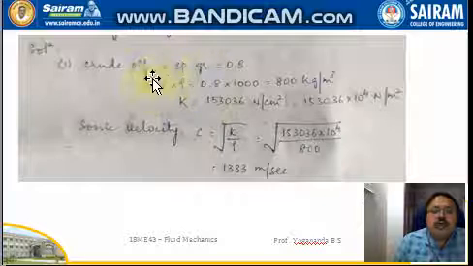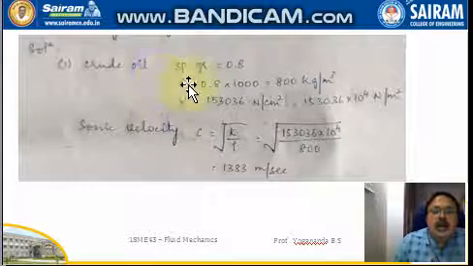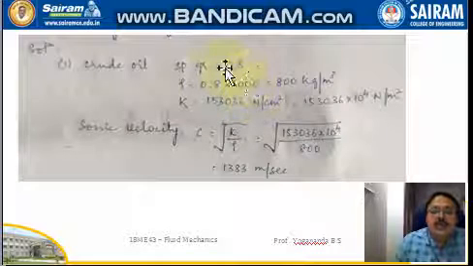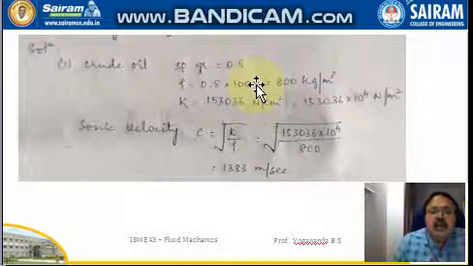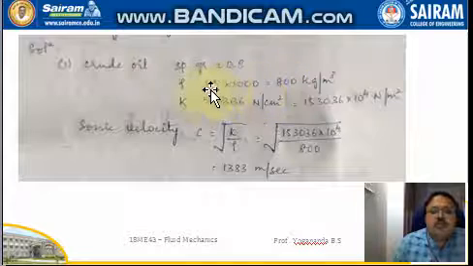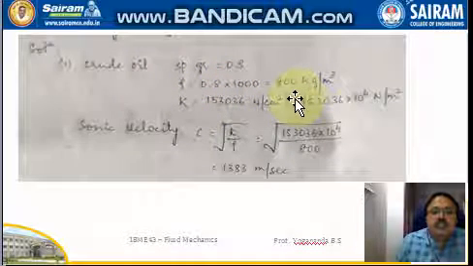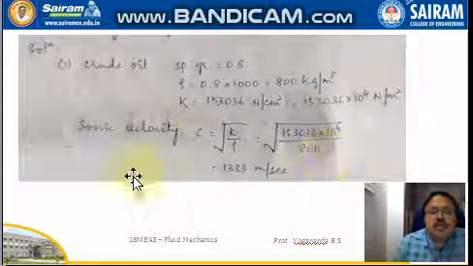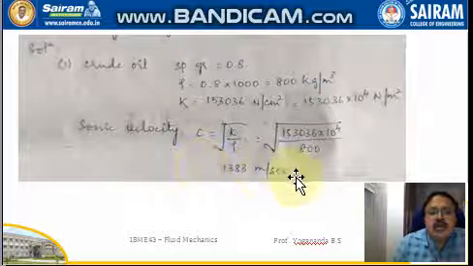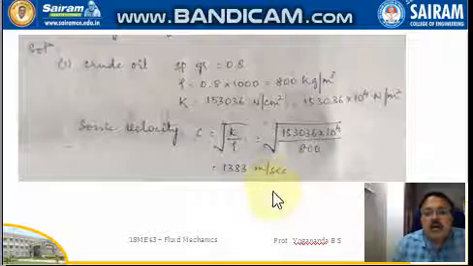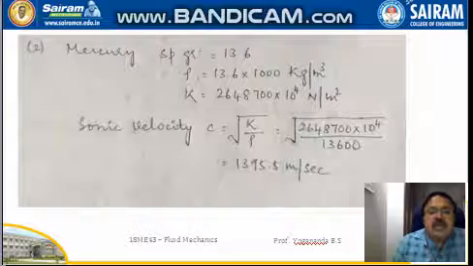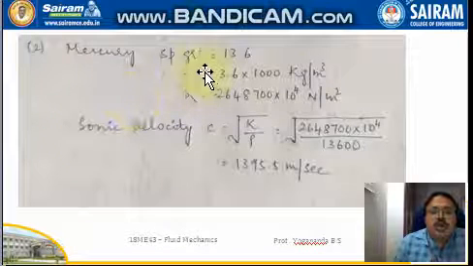So it states that the oil is 0.8 times denser than the standard liquid, that is the water. So its density is now 800 kg per meter cube, that is substituted to get the sonic velocity in meter per second.